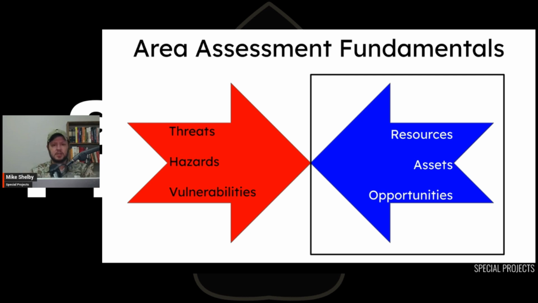So in our area study, we identify all the bad stuff, and then we identify all the good stuff or potentially good stuff, and it becomes a blueprint for action. The threats and hazards are the things I need to prepare for. And then the resources and assets are the people and opportunities that I need to develop.